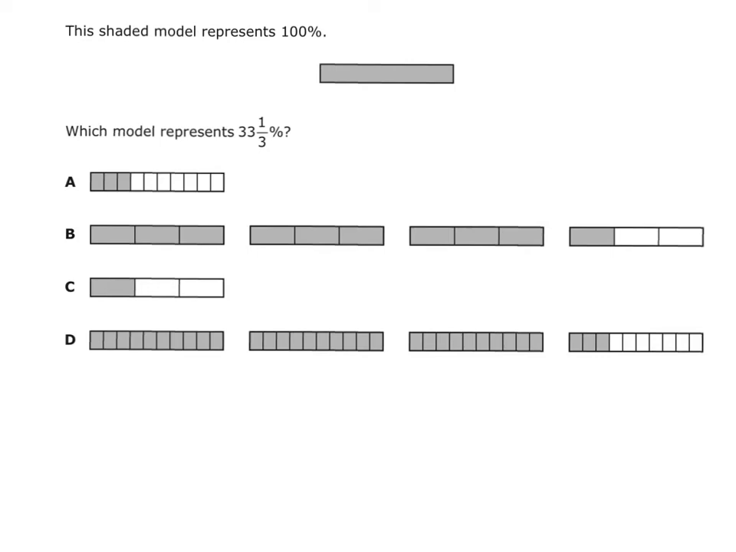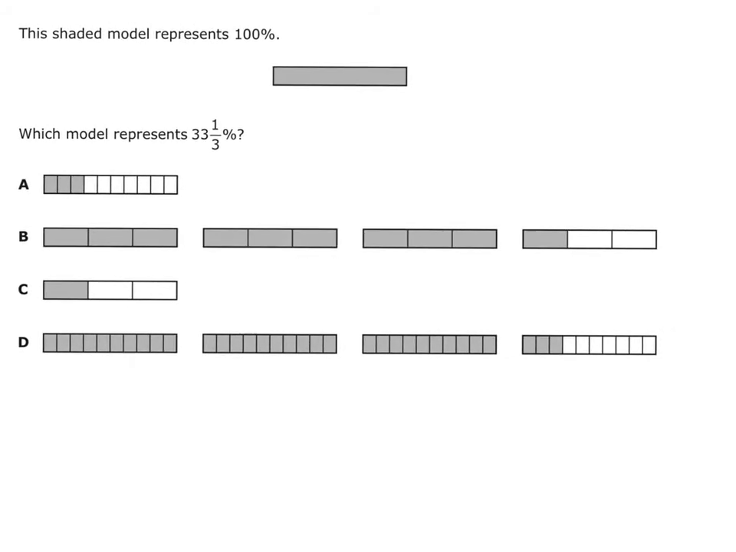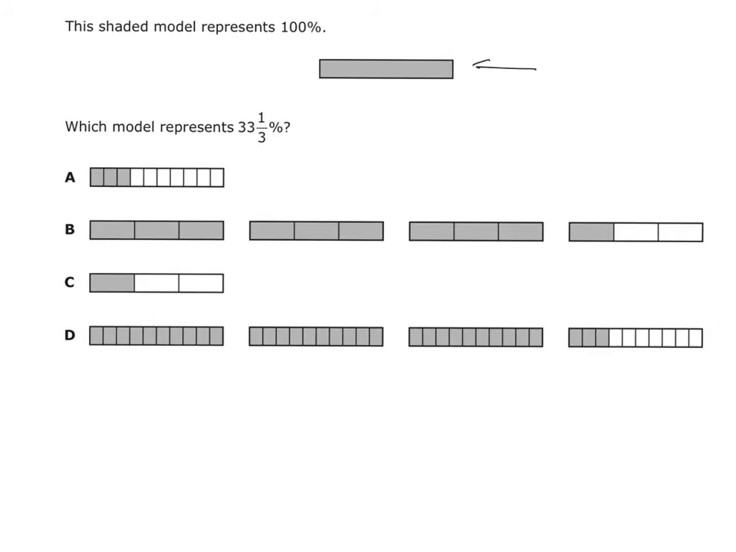Okay, so this is a model question. When you're looking at the model, make sure you understand what the model represents. So in this one, it says the shaded model represents 100%. This bar right here is 100%. So the first thing I notice is that this is an entire bar, so that's 100%. This is an entire bar, that's 100%. This is an entire bar, that's 100%. So this is already at 300% when they want the model that represents 33 and 1/3%. So that's a throw out.